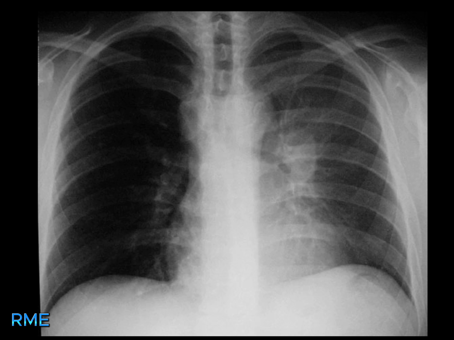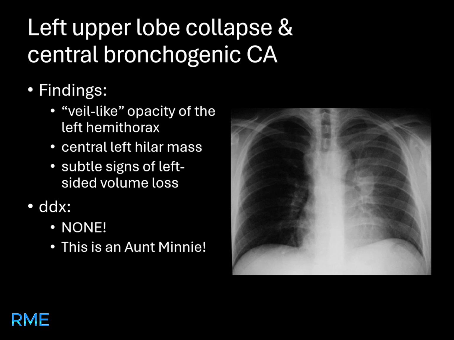What abnormalities do you notice in this image? Here, I see a veil-like opacity of the left hemithorax, a central left hilar mass, and subtle signs of left-sided volume loss. These findings are indicative of left upper lobe collapse and central bronchogenic carcinoma. There are no differential diagnoses here.